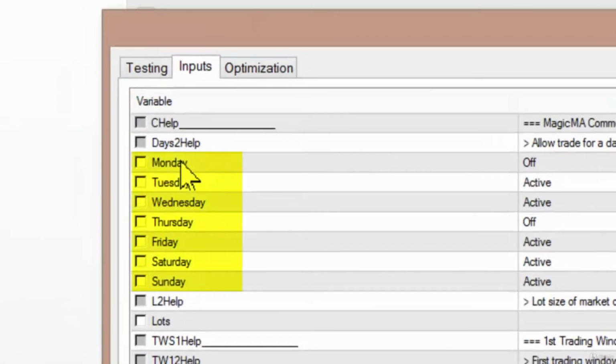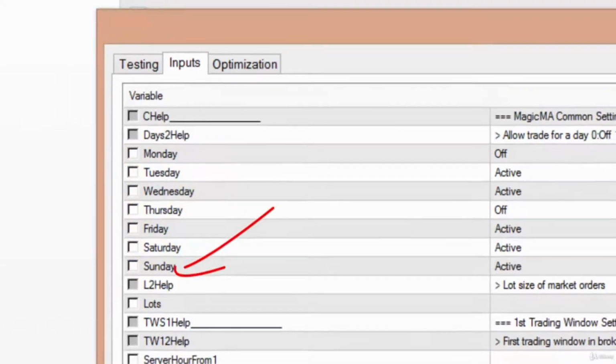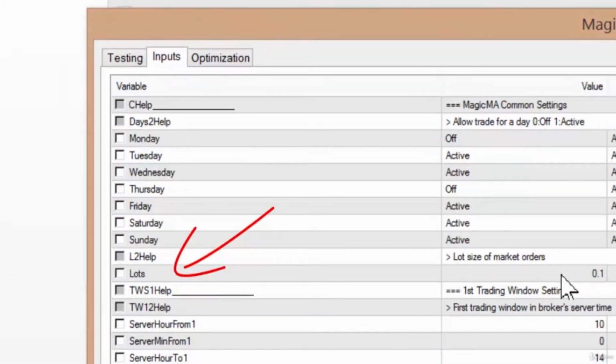Initially, there are settings for the day of the week. Now, those are filters and refinements that one can make, and you can actually specify whether you want to trade on a Monday or Tuesday or whichever day you want to trade. Then there's input required for the number of lots that you want to trade. The number of lots that you want to trade is dependent on your account size mainly.